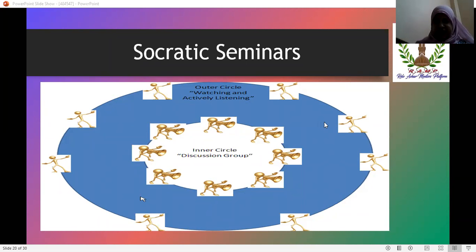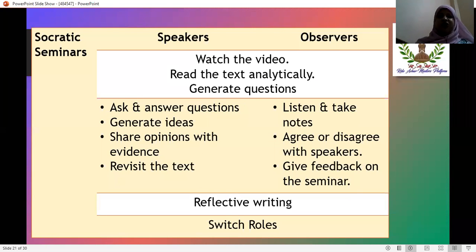And the big circle are observers. They listen and take notes. Again, you have two circles, speakers inside, observers outside. Speakers discuss ideas, ask and answer questions, observers listen and take notes. So now we would like to know, how can speakers speak and what observers will observe? So this is the format of the Socratic seminars. There are some tasks that both of them will do, and other tasks will be done only for each group.